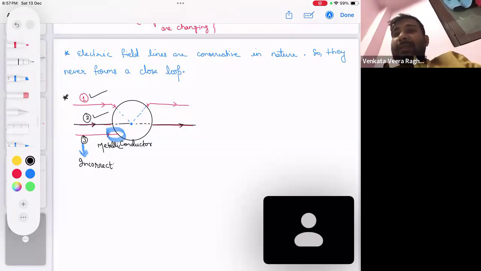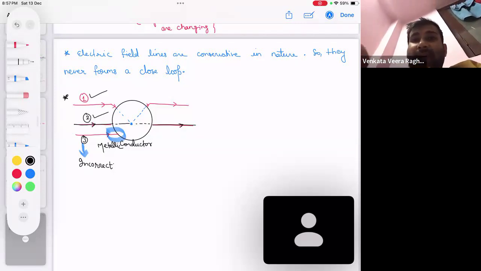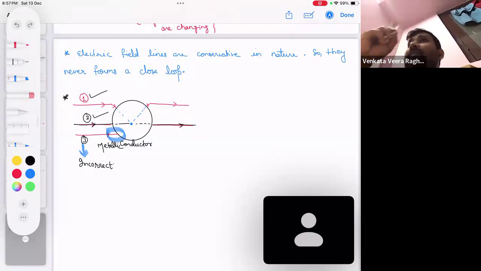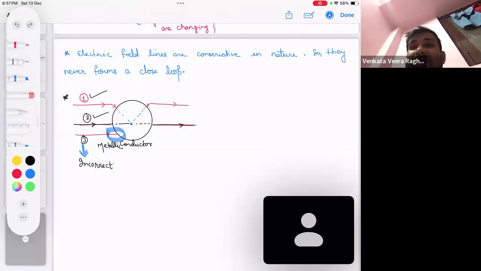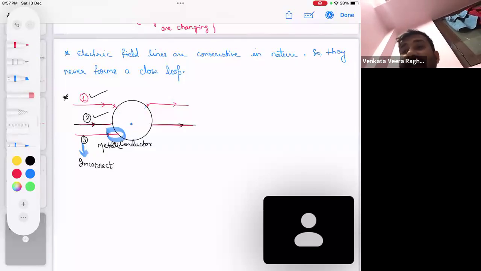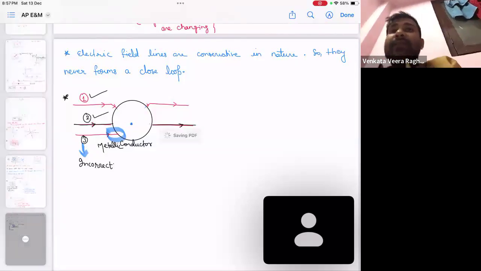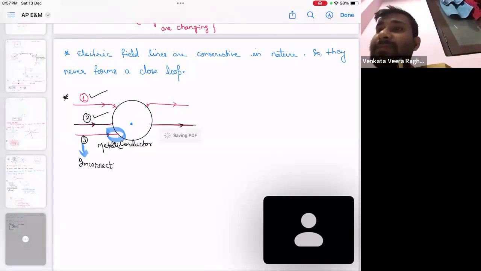Understood? Yes, sir, the dotted line is just for making you understand. It's not that the dotted line represents a field line inside. It is just to show whether the line is drawn perpendicular or not. Let me remove this one, otherwise you will think there is a field inside also. We don't have an electric field inside a conductor. We will learn about it when we learn the properties of the conductor.